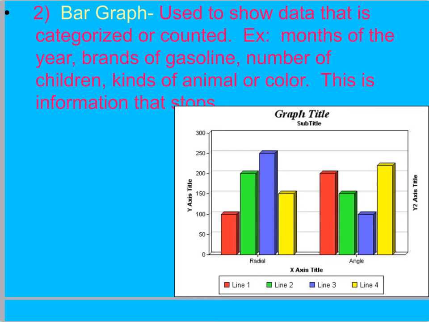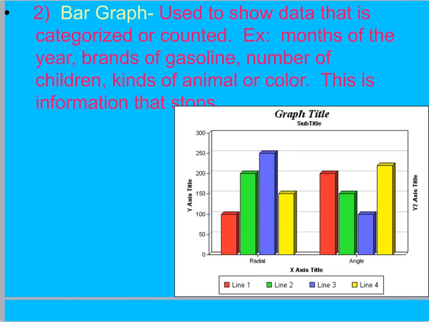Bar graphs are great to show categorized or counted data. One example is the months in a year. You can look at how many people did something during October. Looking at brands of things, looking at the number of things. Bar graphs really are good, just multi-purpose graphs. When in doubt, I would say use a bar graph.